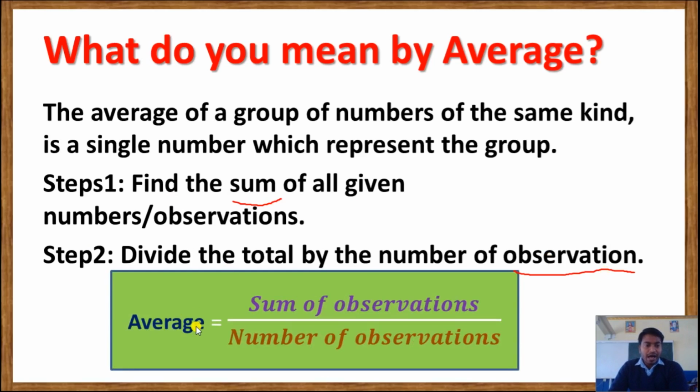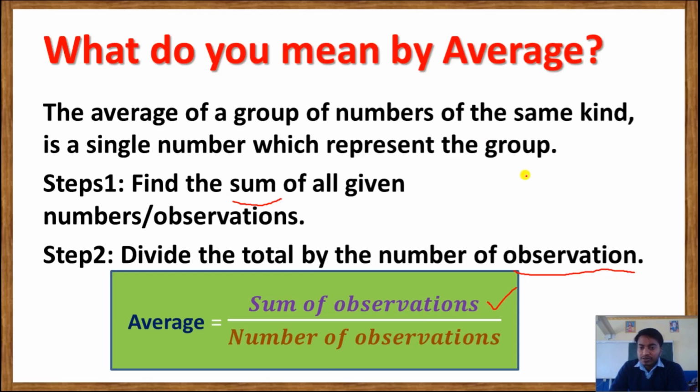So here we have the formula to find average: average equals sum of observations divided by number of observations. This you have to learn.